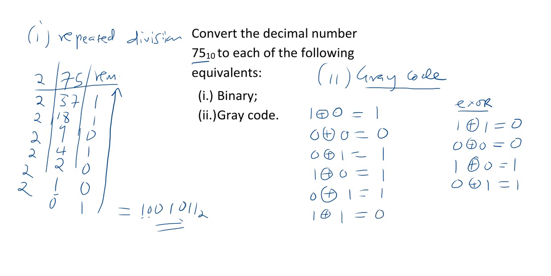So the binary that is formed is this one. So the equivalent gray code of 75 base 10 will be 1 1 0 1 1 1 0. That becomes the solution.